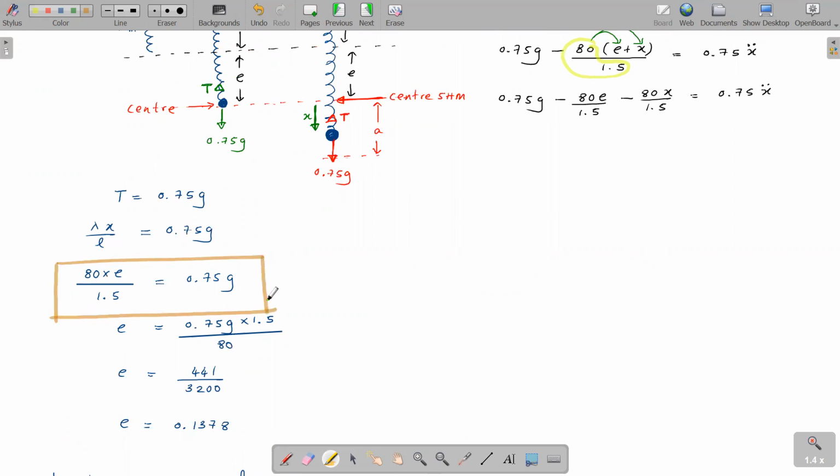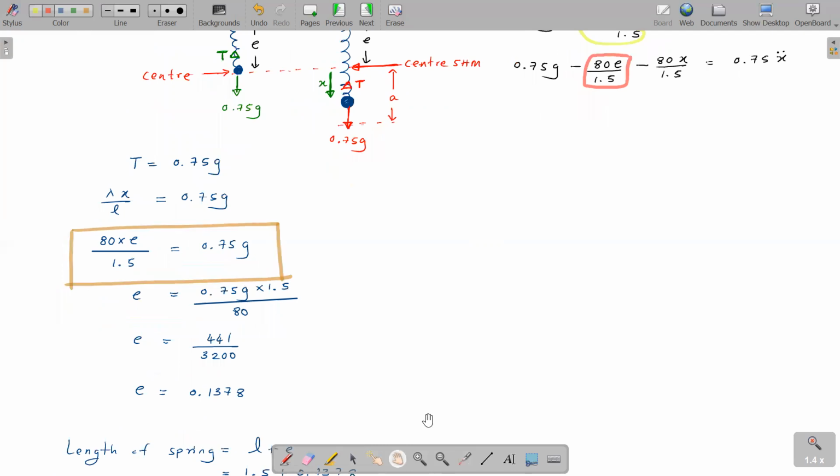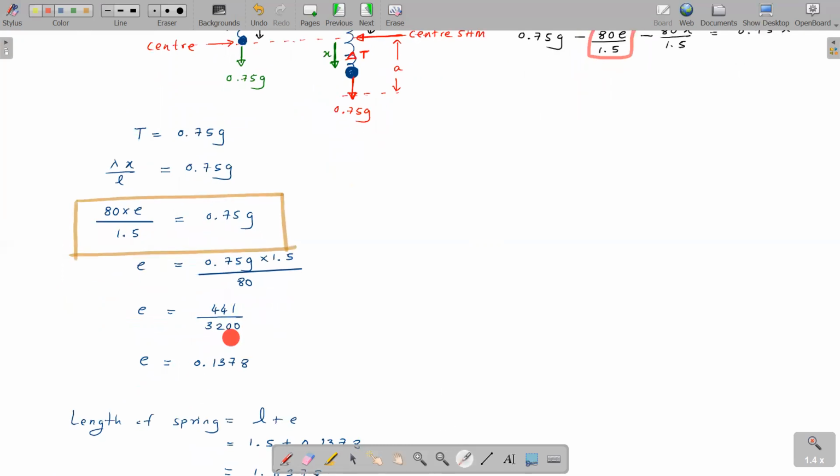80E over 1.5 is actually equal to 0.75 G. Can you see that we have 80E over 1.5 here as well? So you could do a direct substitution in this manner, or else if you are going for E, you could make sure you use the full value of it. Otherwise, you won't be able to cut the constant.